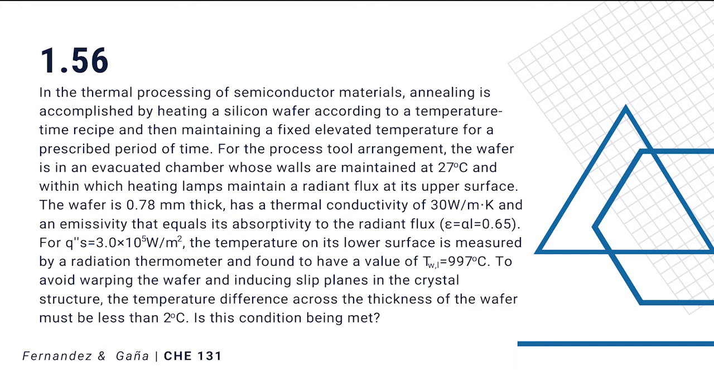The temperature on its lower surface is measured by a radiation thermometer and found to have a value of 997 degrees Celsius. To avoid warping the wafer and inducing slip planes in the crystal structure, the temperature difference across the thickness of the wafer must be less than 2 degrees Celsius. Is this condition being met?